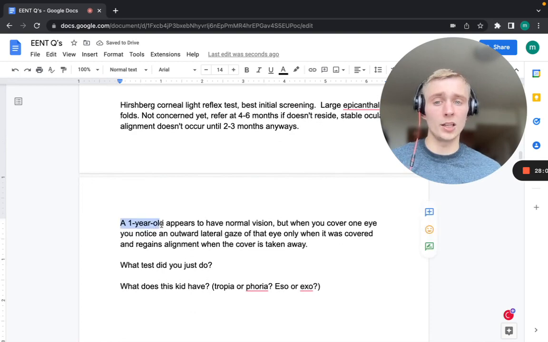Next one is a 1-year-old that appears to have normal vision. But when you cover one eye, you notice an outward lateral gaze of that eye only when it was covered, and it regains alignment when the cover is taken away. What test did you just do? What does this kid also have? A tropia or a phoria? And is it an eso, tropia, phoria, or exo?